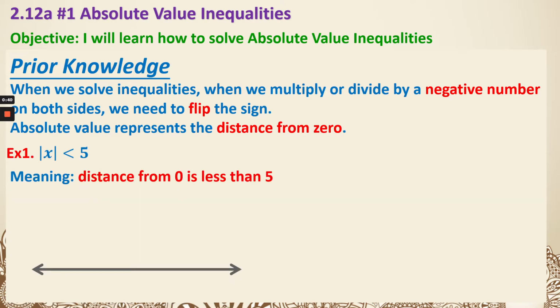Okay, so let's look at example 1 and understand that with the distance definition. If it is actually equal to 5, we would say the distance from 0 is 5. In this case, it is less than. You see the distance from 0 part does not change because that's the definition for absolute value. But in this case, it is less than 5. That's what it means. So I'm going to graph where 0 is, and I'm going to graph where 5 is.